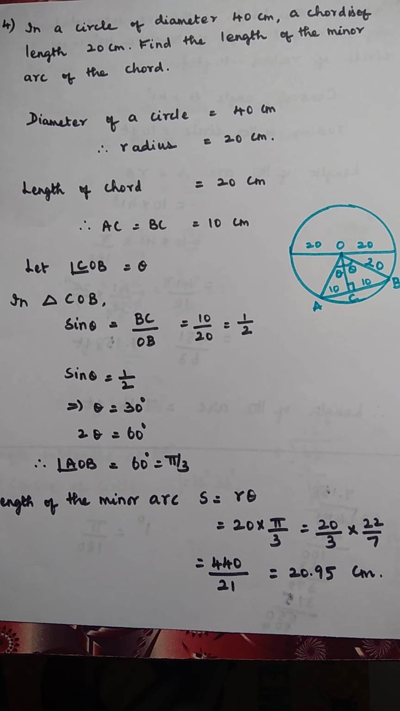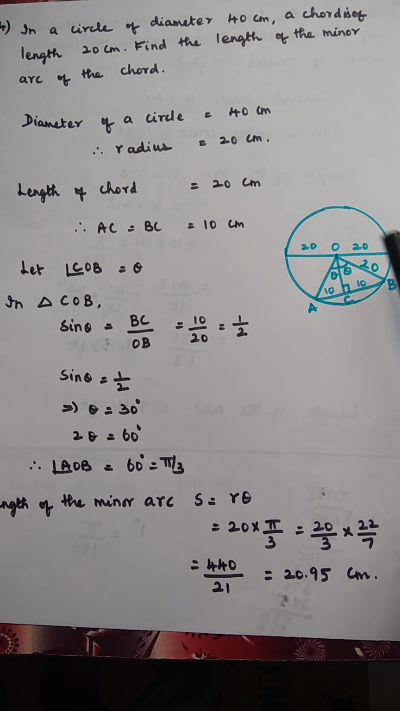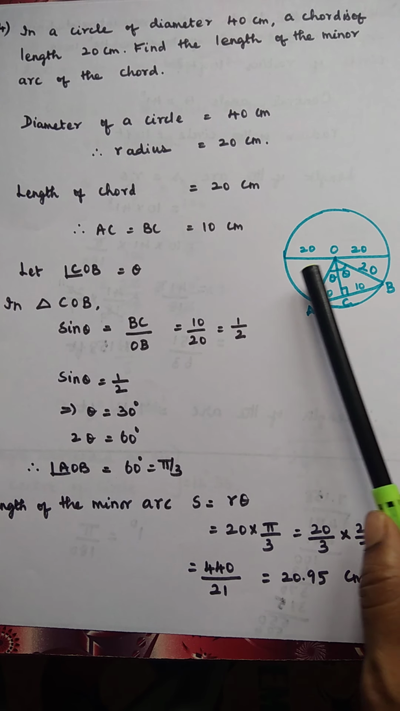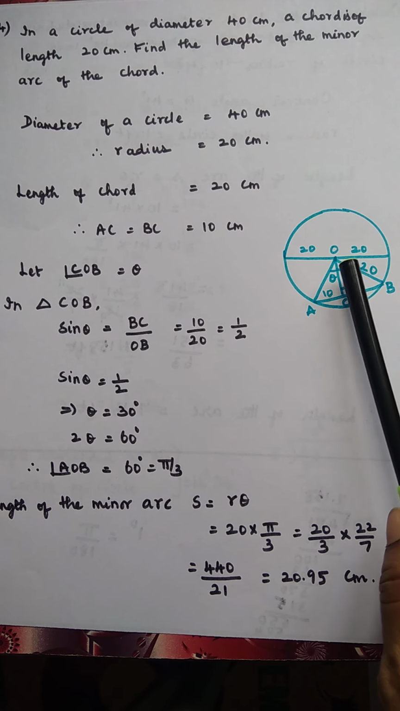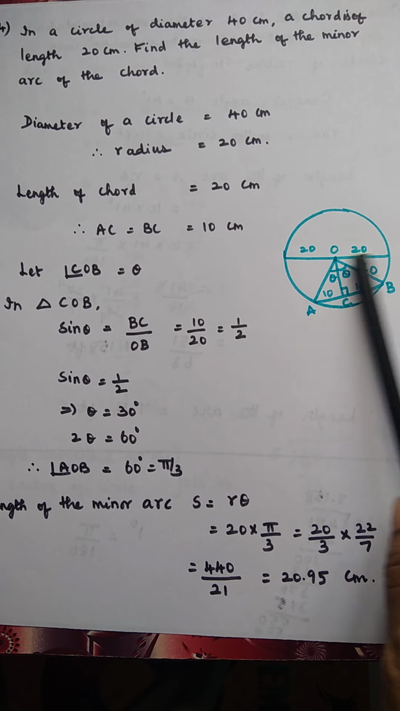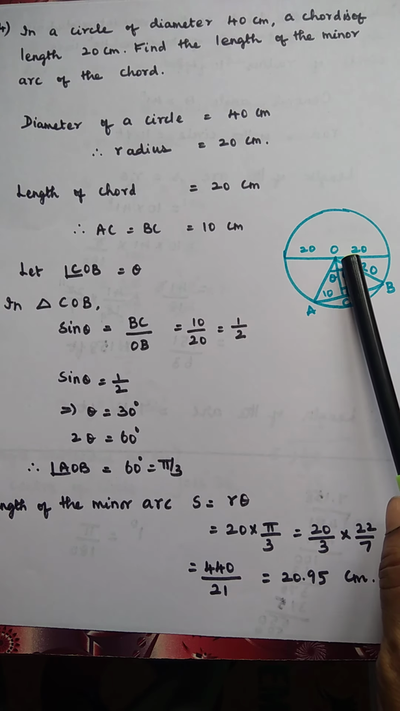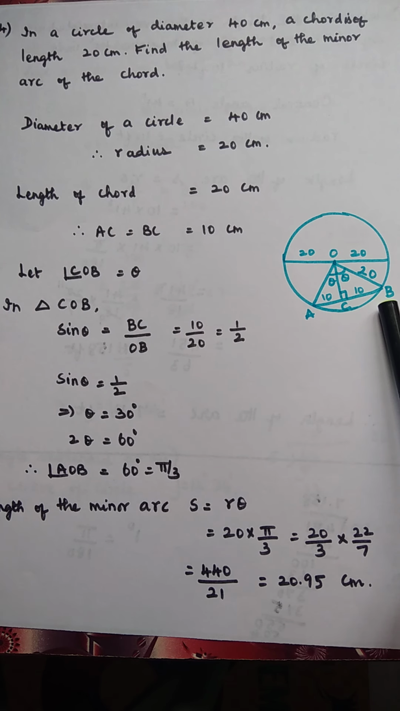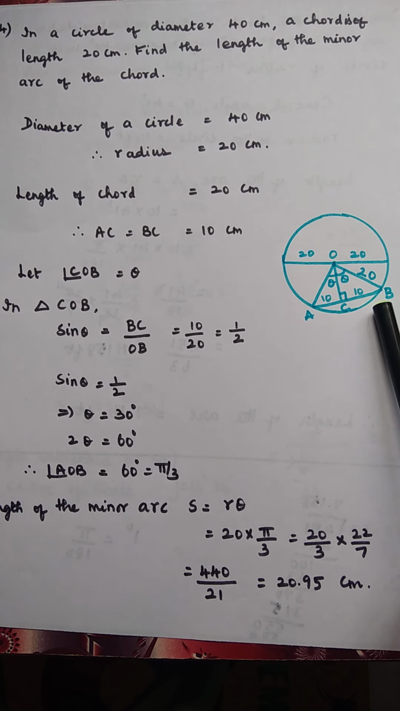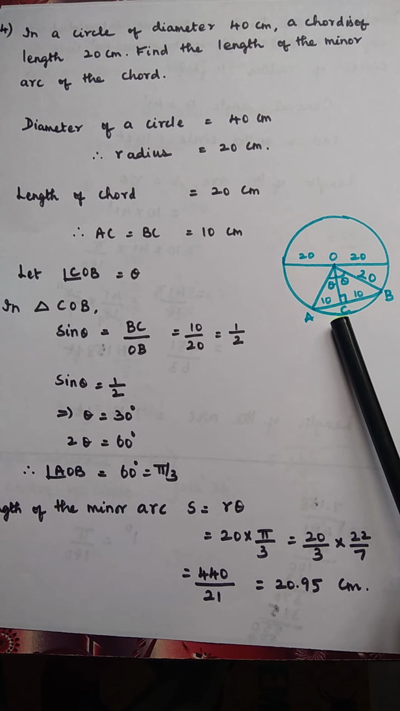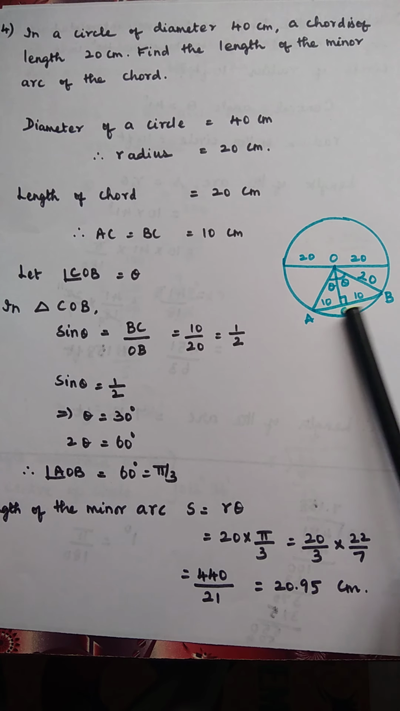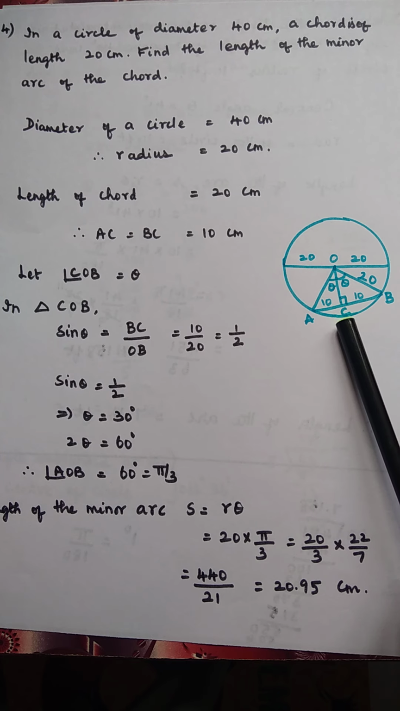Question number 4. In a circle of diameter 40 centimeter, a chord is of length 20 centimeter. Find the length of the minor arc of the chord. So this is a circle. Diameter of the circle is 40. Let O be the center. So the radius is equal to 20. AB is the chord and the length of the chord is 20. C is the midpoint of chord AB. So AC, BC equal to 10 each.